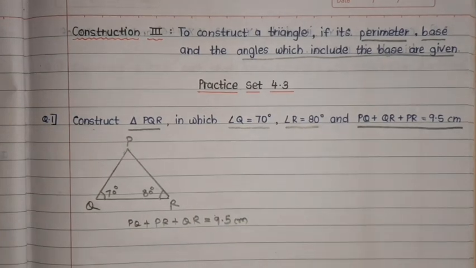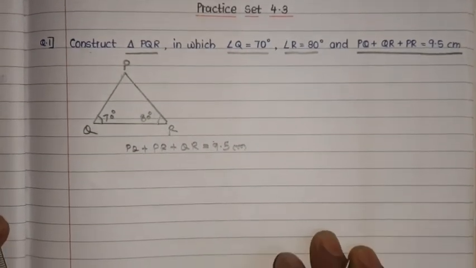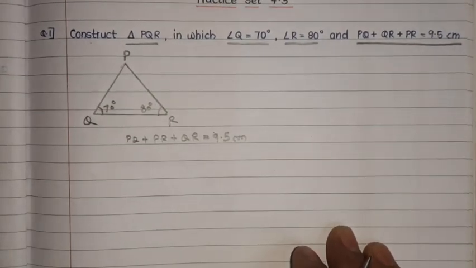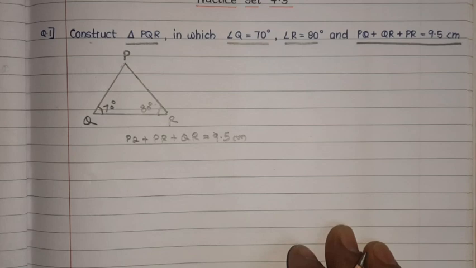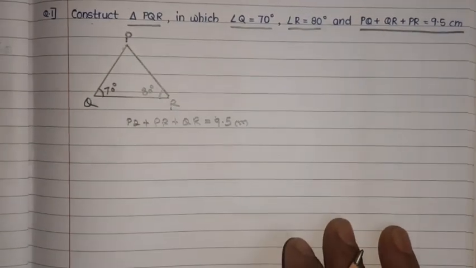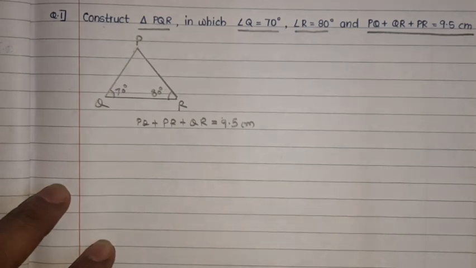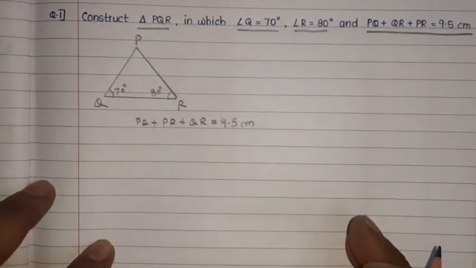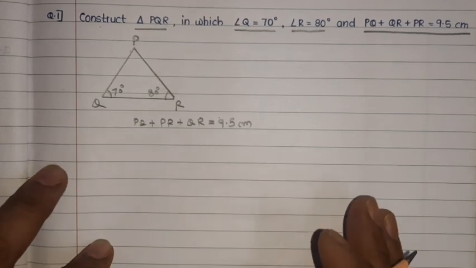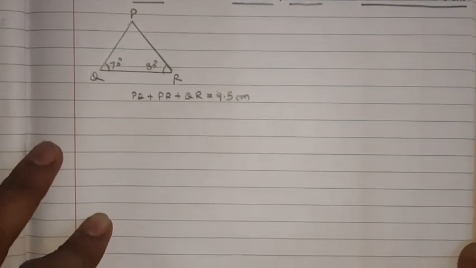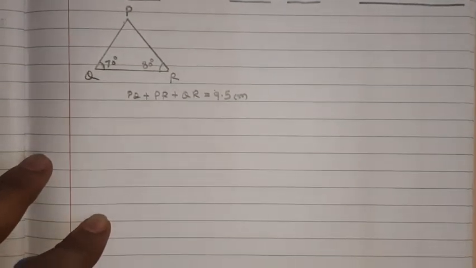Dear student, very simple. First of all, you have to understand the type of construction. First one is base, one base angle, and the sum of two sides is given. Next one is base given, one base angle given, and the difference between the two sides is given. And now, perimeter of a triangle is given, two base angles are given, and we have to construct the triangle. It is very simple, very interesting.